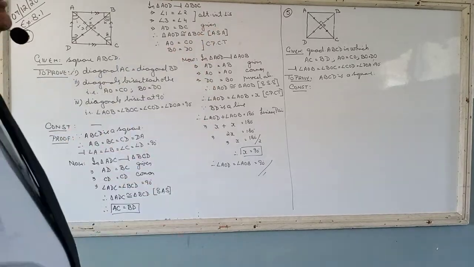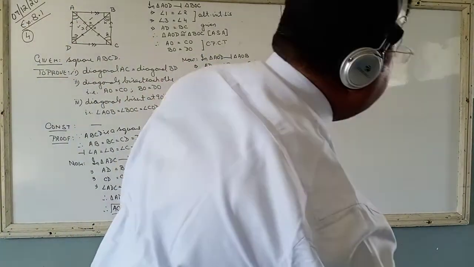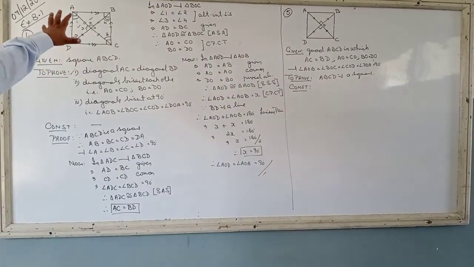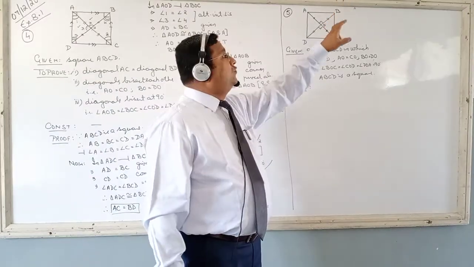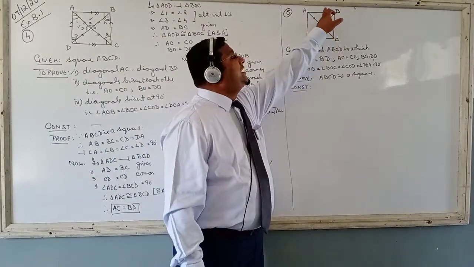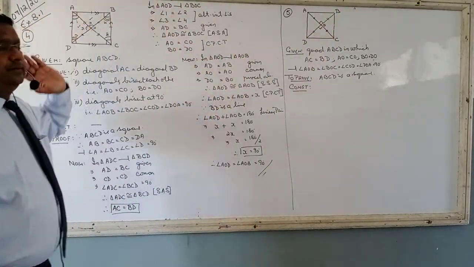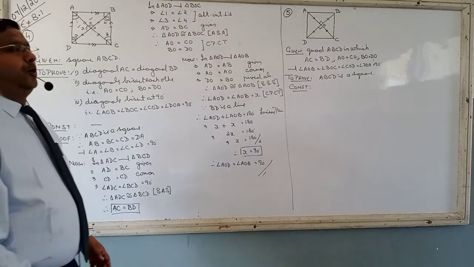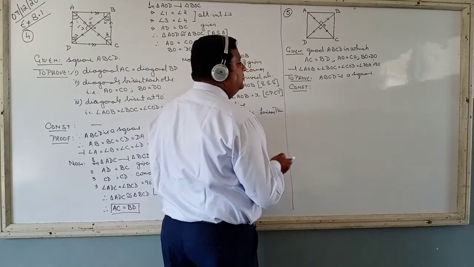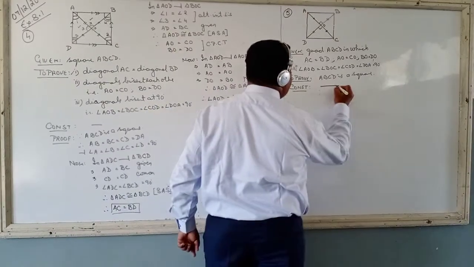It is just the opposite of question number 4. In question number 4, he was telling us that ABCD is a square. Now he wants us to prove that it is a square. He wants us to prove that these adjacent sides are equal. So we will go back in order. Check. Construction not required.